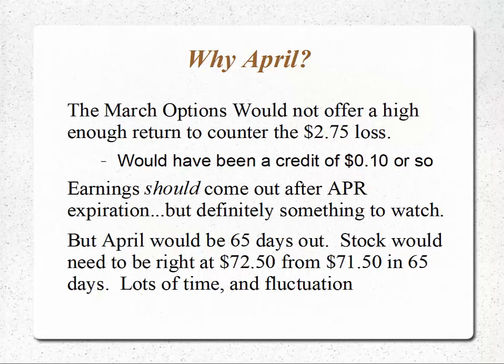Earnings should come out after April expiration, sometime around the 25th or 27th, I think earnings are due, but it's definitely something to watch. This is not a structure I'd want to have open through earnings, even if I'm trying to repair it. But at this point, April would be 65 days out in time. Stock would need to be right at 72.50 from our theoretical price trading at 71.50 in 65 days.